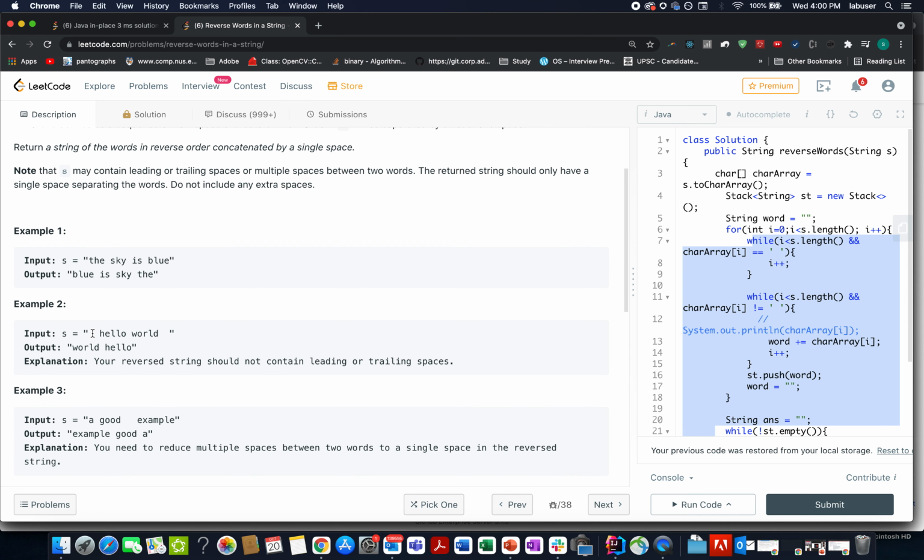Let's take this example. Hello world. We have leading and trailing spaces in the input string S. What we will do? We will trim the leading and trailing spaces first of all, and then once we have hello world as a string, we will reverse it word by word. Now, without much ado, let's look at the coding section and I'll be explaining there how to go about it.